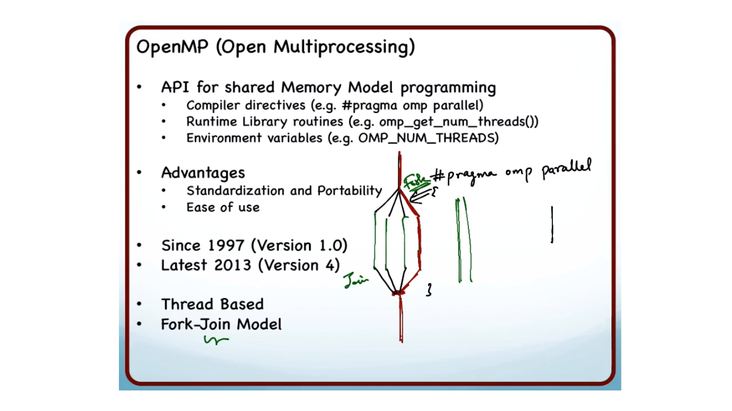Okay? And now if it encounters another #pragma omp parallel directive, another parallel region, it will again do the same thing over again, right? Again, it will launch 3 additional threads, they will execute, and they will join back again. So that's called the fork join model.